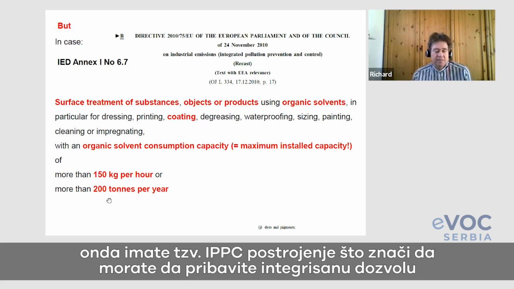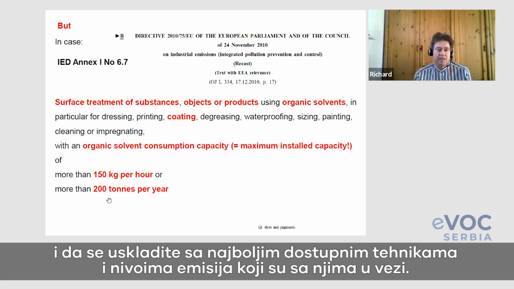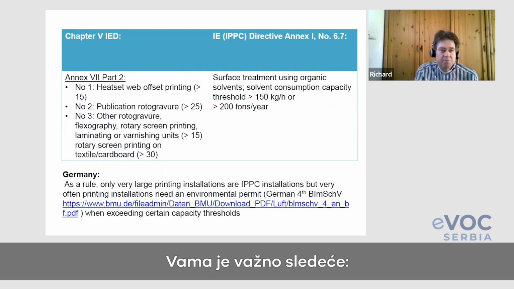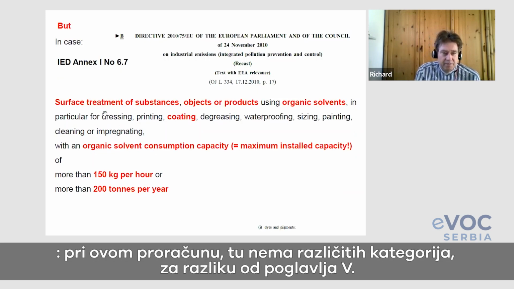If you exceed, then you have a so-called IPPC installation. That means you have to do that IPPC permitting process, and you have to comply with the best available techniques and BAT associated emission limit values. But important for you here for that consideration is that you have no separate categories. That's different to this chapter 5.